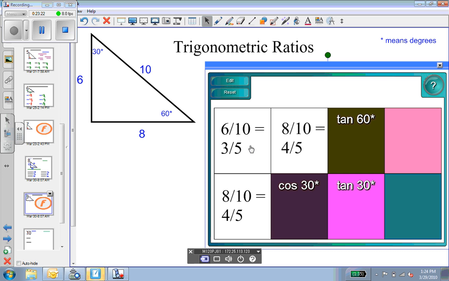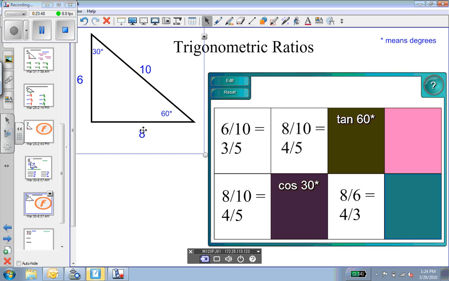Tan of 30 degrees. Eight over 6. Is she right? Or actually, 4 over 3. Is she right, everybody? Yeah. See what the magic board tells her. Okay. So tan of 30 degrees, the opposite of 30 is 8, the adjacent is 6, and that's 4/3. You leave it improper, by the way. Leave your fractions improper.